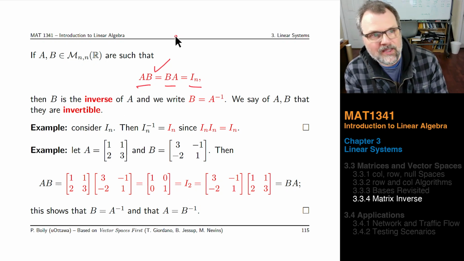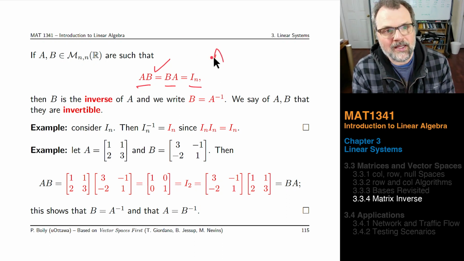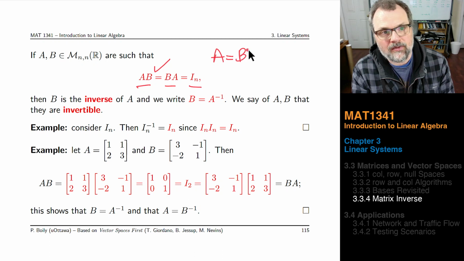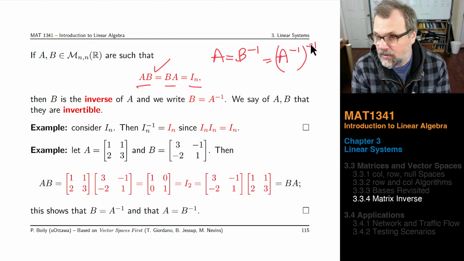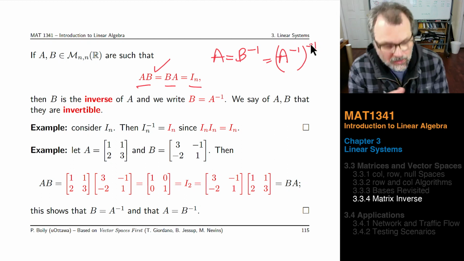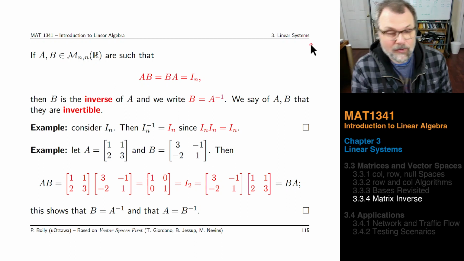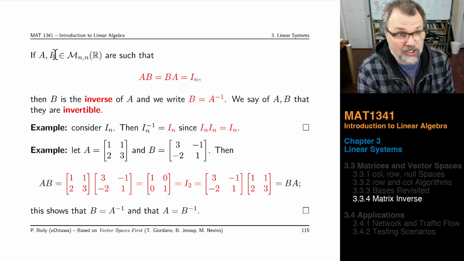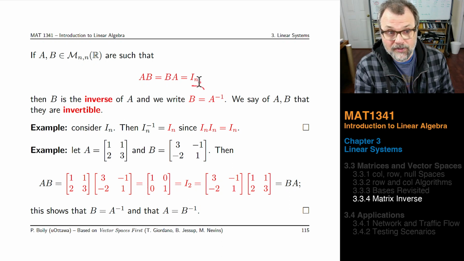At the same time, if B is the inverse of A, then A is the inverse of B. And then you could write that A is equal to B inverse. But because B is equal to A inverse, what you would get is that A inverse inverse is A. So inverting a matrix twice sends you back to the original matrix. If that's the case, both A and B are invertible. So an invertible matrix is a square matrix for which there's some other matrix that you can multiply it by to get the identity matrix.